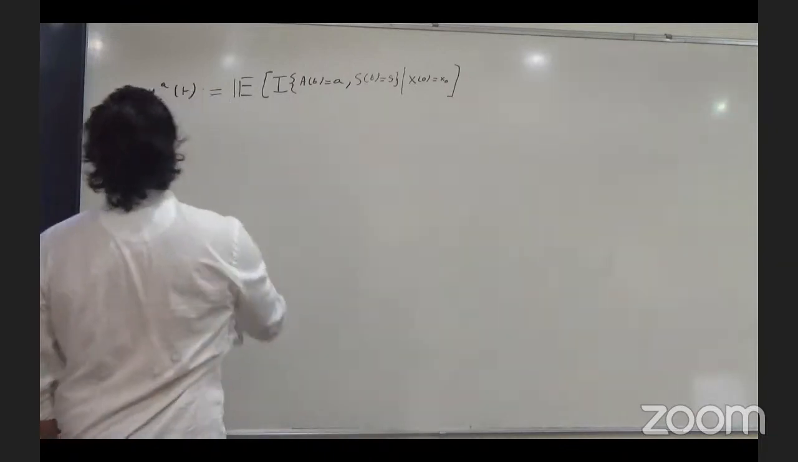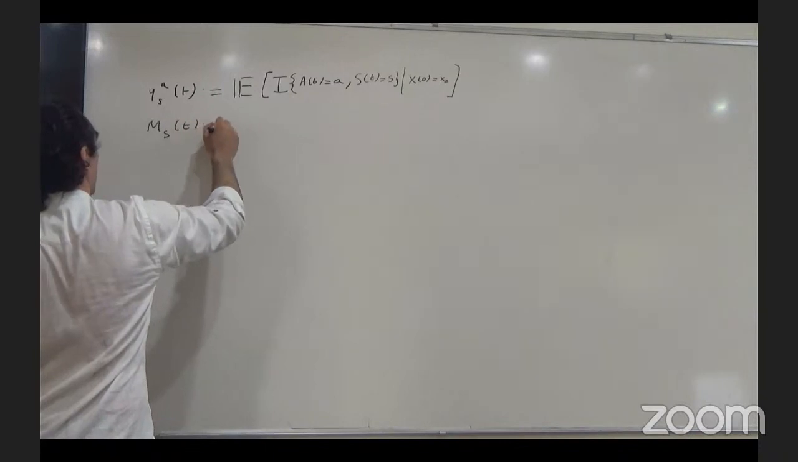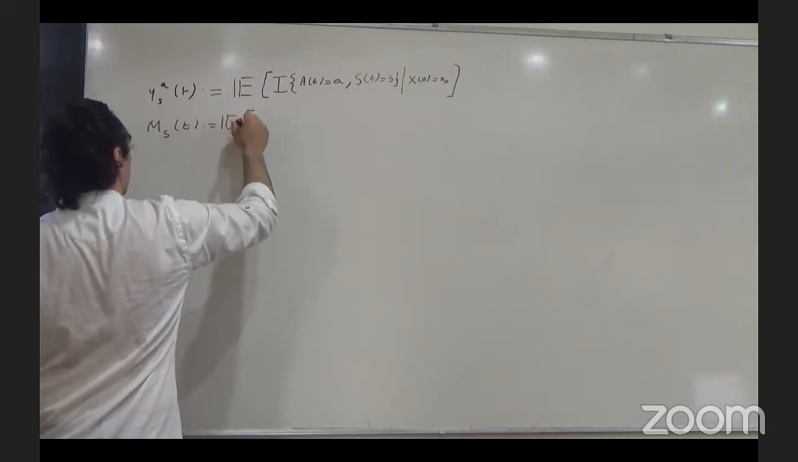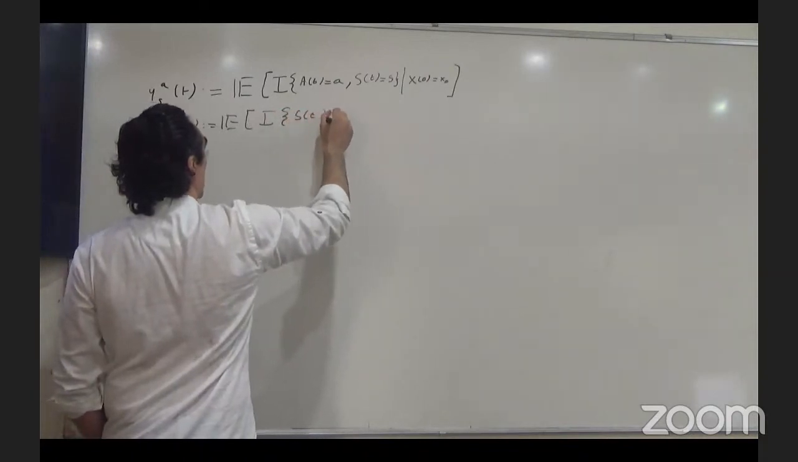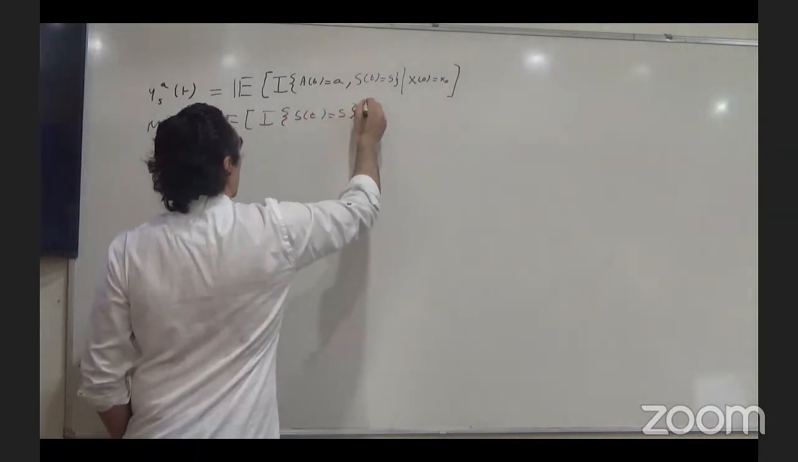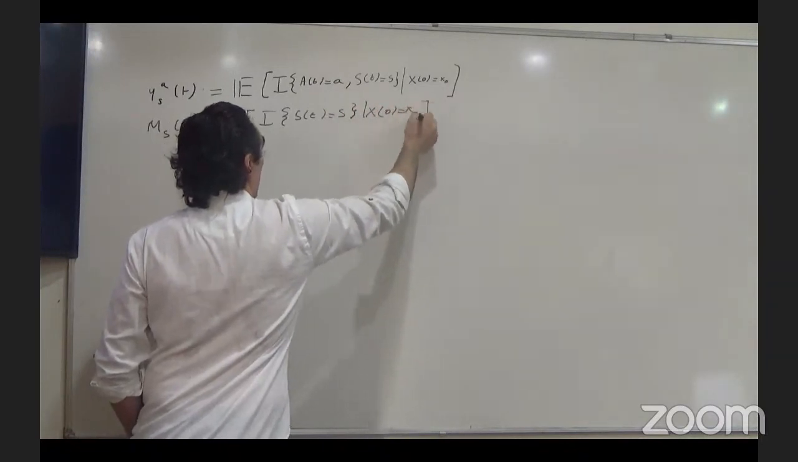And I will also define M S of T, which is the expectation of the indicator that S of T equals S, knowing X0 equal x0. Basically the initial distribution.